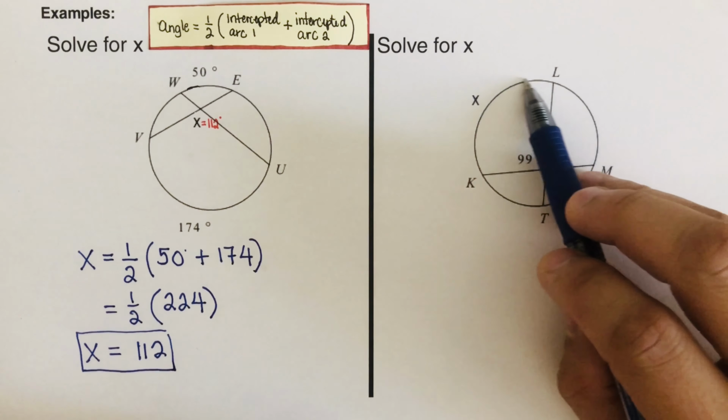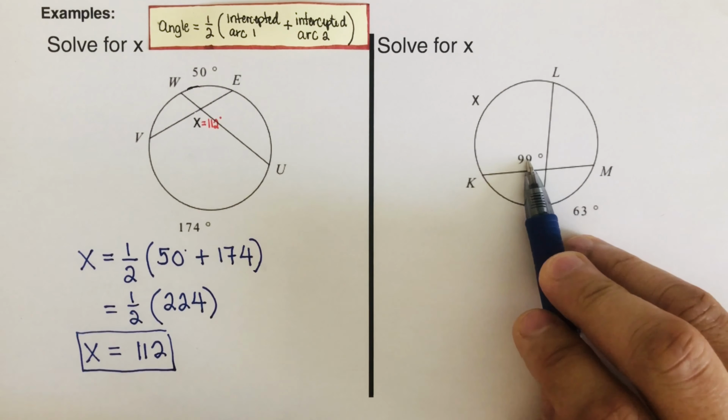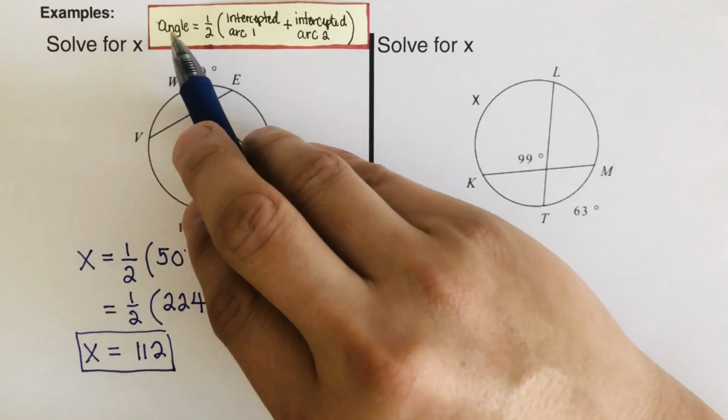Again, these are the intercepted arc. This is the other intercepted arc. And this is the angle. So be sure that we know which one is which. So we can go ahead and just plug it into the equation right there.